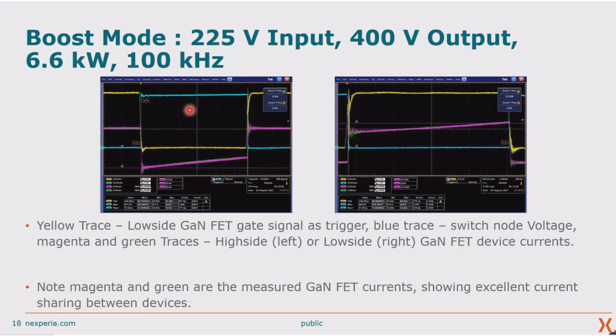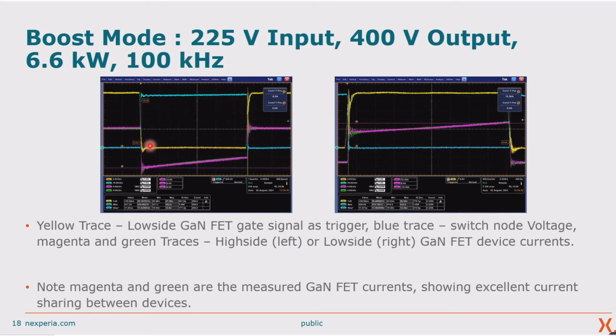Here we have the results from the system running in boost mode, this time with an input voltage of 225 volts, an output voltage of 400 volts at an output power of 6.6 kilowatts, and again, a frequency of 100 kilohertz.